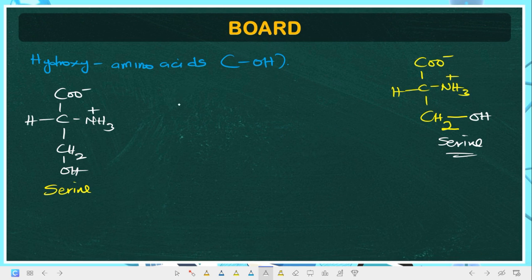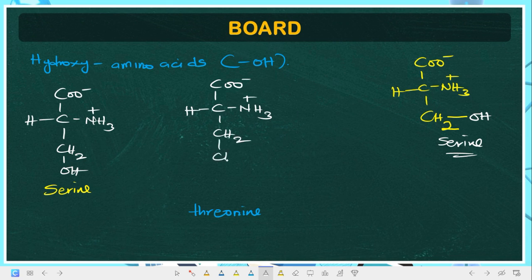Now the next one we are going to look at is threonine. Threonine is almost the same thing as this. What is the structure of threonine? COO minus. Then what do we have here? C. And then we have what? NH3 positive. And then we have what? Hydrogen. And then we have CH2. Then CH2. And then finally what? OH.